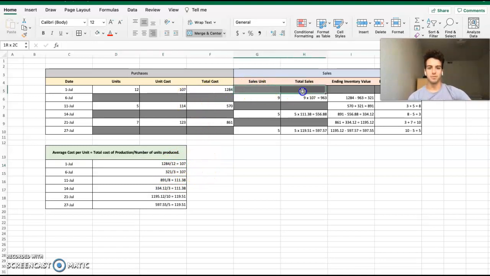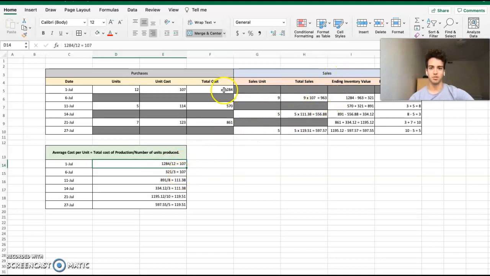Now, these lines that I put in gray here basically signify that they don't matter, that we don't need to use this information to figure out the problem. But the ones that I have filled in are what we need, right? So for July 6th, we'll take how many we sold, which is 9, and multiply that by 107 because that was our average cost from the previous one, 107. So 9 times 107, that makes a total sale of 963.